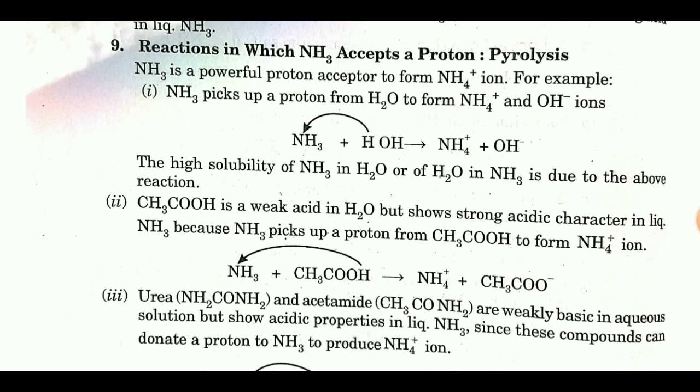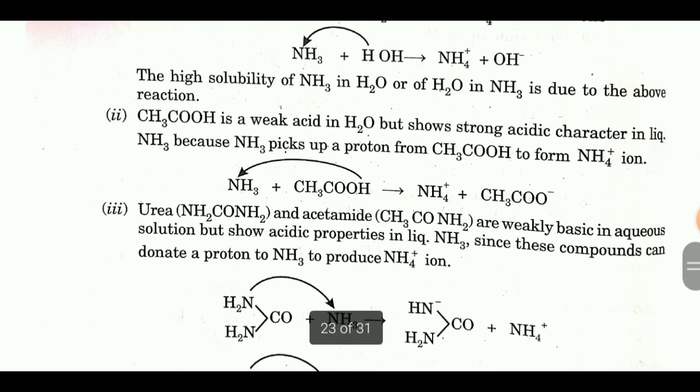Protolysis. Ammonia is a powerful proton acceptor to form the NH4+ ion. For example, first, NH3 picks up a proton from H2O to form NH4+ and OH- ions. The high solubility of NH3 in H2O or of H2O in NH3 is due to the above reactions. Second, CH3COOH is a weak acid in H2O but shows strong acidic character in liquid ammonia because NH3 picks up a proton from CH3COOH to form the NH4+ ion.